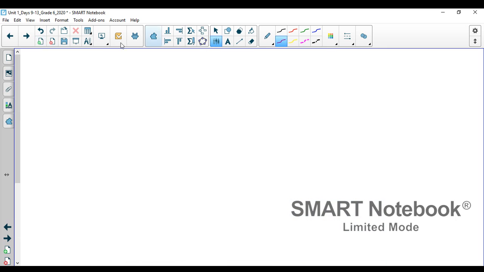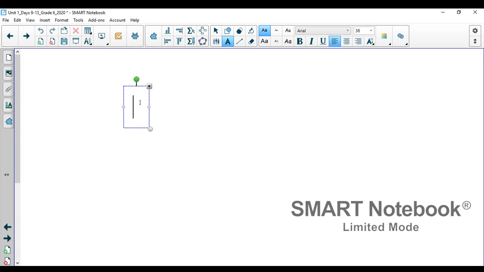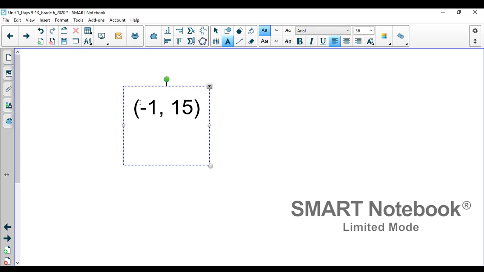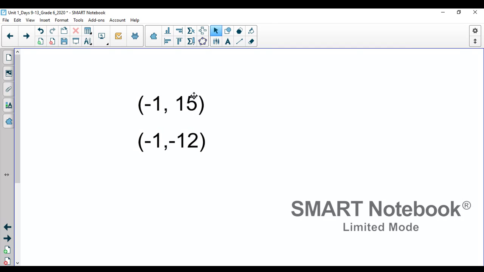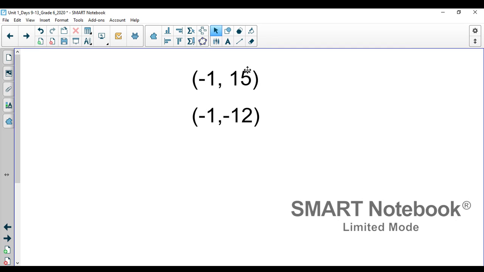Now occasionally, you'll have some examples where the points are much larger and you're not going to want to draw a coordinate grid. For example, if it's (-1, 15) and then (-1, -12), you're not going to want to draw a coordinate grid that includes all those points. So here's a different strategy that you can use.